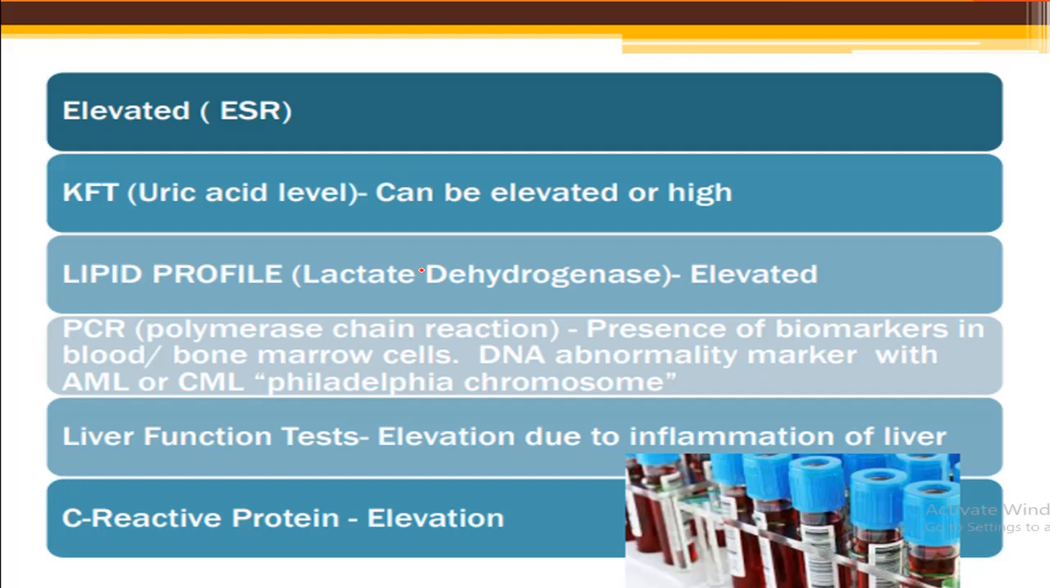Sa liver function, there will be elevation due to inflammation of the liver. Okay, di ba kasi nga mag-aggregate doon ang mga immature cells, so therefore magkakaroon ng inflammation. Tataas ngayon ang mga liver tests. Mayroon din elevation of your C-reactive protein. Itong C-reactive protein is a protein produced by the liver, okay? If there is an infection or trauma, this is an inflammatory chemical, itong C-reactive protein.